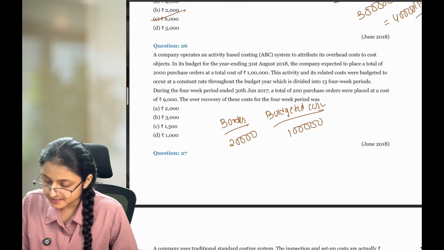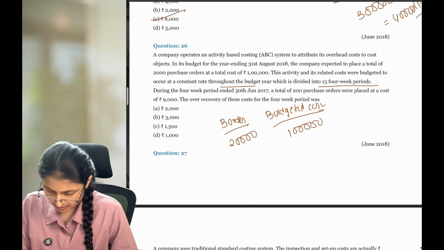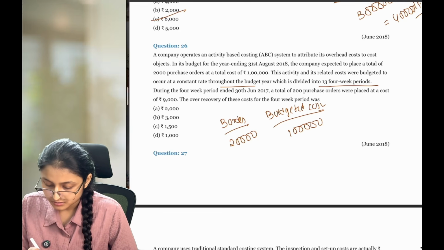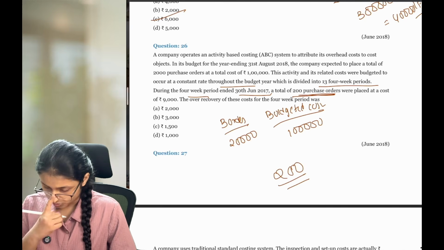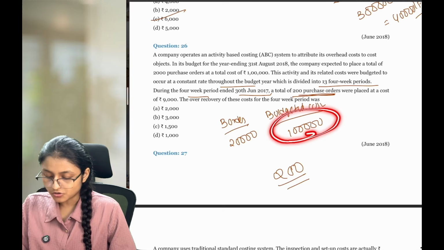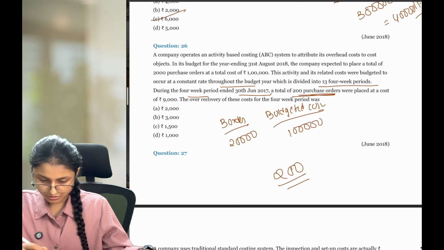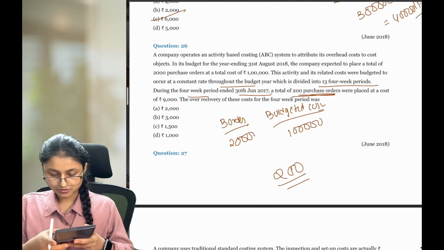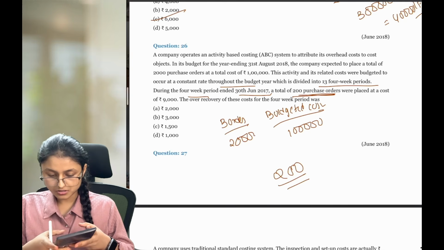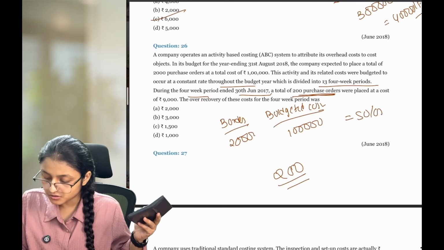The activity and its related costs were budgeted to occur at a constant rate throughout the budget year, which is divided into 13 4-week periods. During the 4-week period ended 30th June 2017, a total of 200 purchase orders were placed. So, think about it. If 1 lakh is the cost for 2,000 orders, that means 50 per order is the cost.